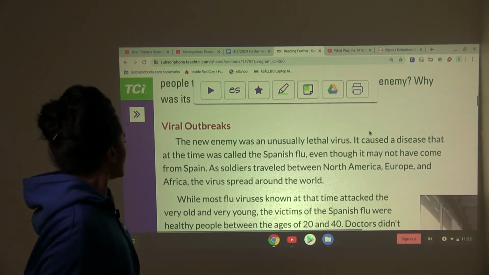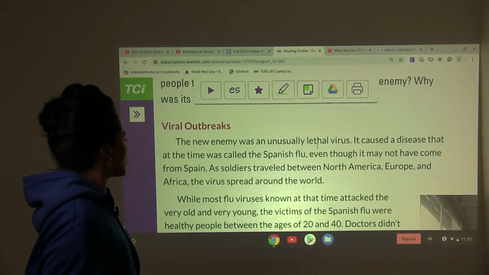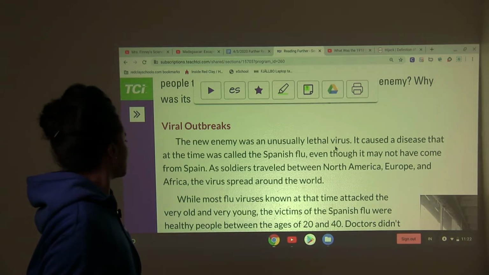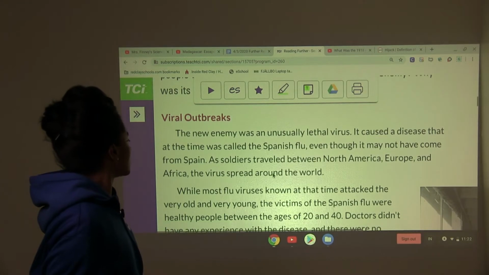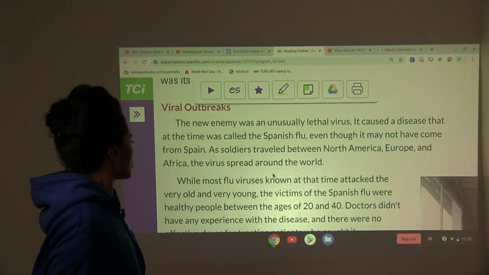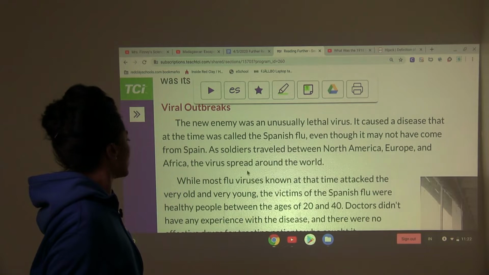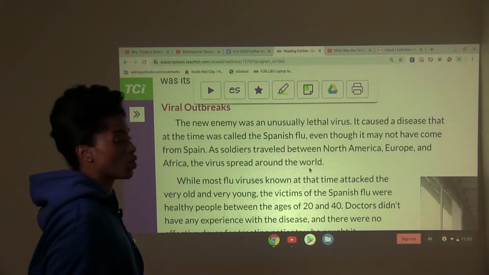Viral outbreaks. The new enemy was an unusually lethal virus. It caused a disease that at the time was called the Spanish flu, even though it may not have come from Spain. As soldiers traveled between North America, Europe, and Africa, the virus spread around the world.